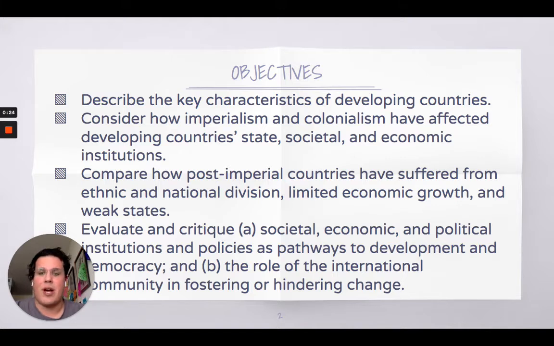We're going to compare how post-imperial countries have suffered from ethnic and national division, limited economic growth, and weak states. We're going to evaluate and critique societal, economic, and political institutions and policies as pathways to development and democracy. And we're also going to be evaluating and critiquing the role of the international community in fostering and hindering change. This is the case for the IMF and the World Bank.